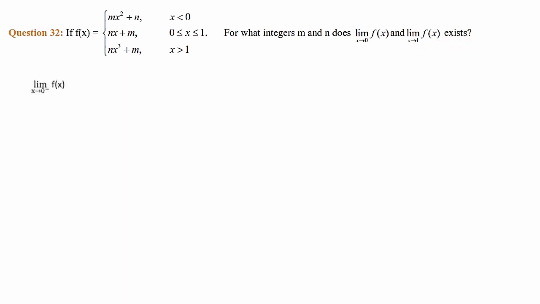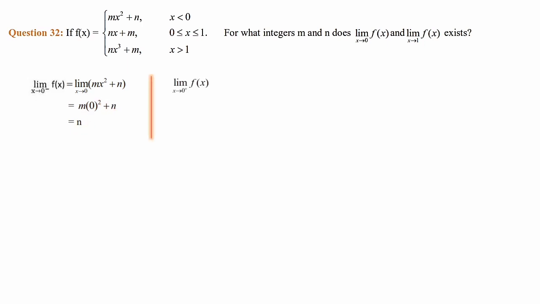Here, as we know, for limit x tends to 0 of f of x to exist, we need to find the left hand limit and right hand limit, and both should coincide. Then we can say that the limit exists at that particular point, that is x tends to 0. First of all, the left hand limit: limit x tends to 0 minus of f of x. 0 minus means less than 0. This is the function mx square plus n. So limit x tends to 0 of mx square plus n. We substitute x equal to 0: m into 0 square plus n, that is equal to n.